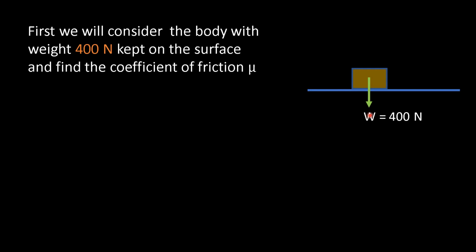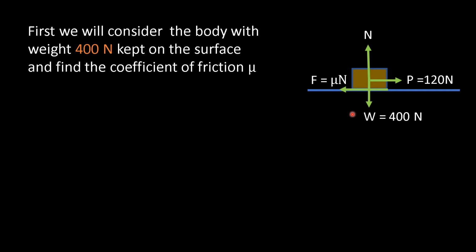Weight W gives rise to a normal reaction N in upward direction. A force P is applied on the block to move it towards right. This gives rise to a frictional force F equals mu N in the opposite direction.